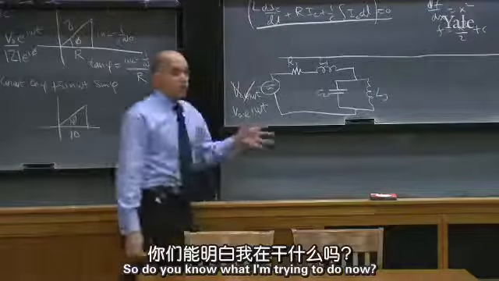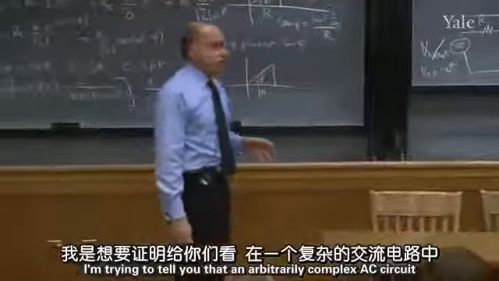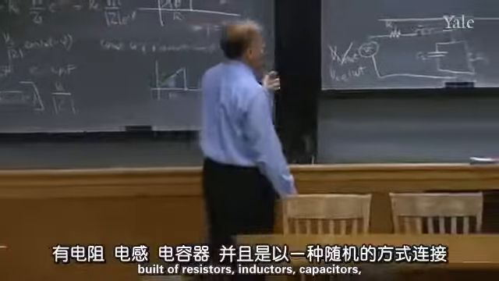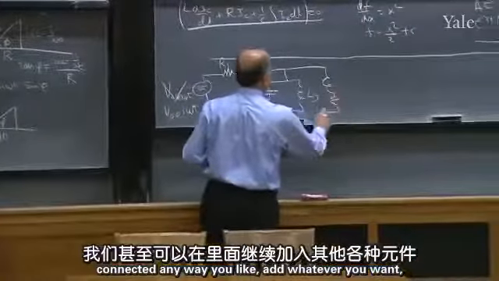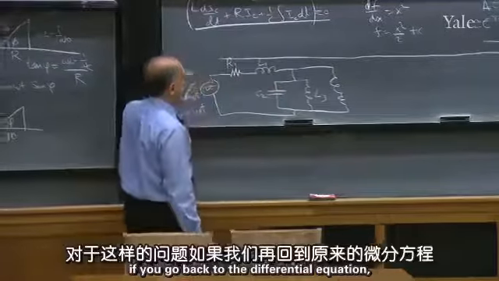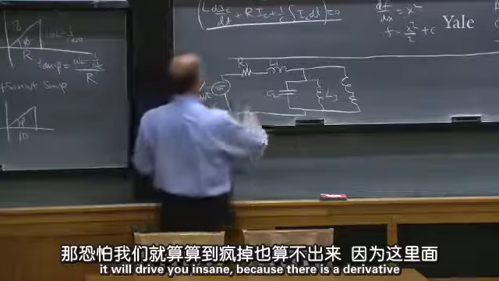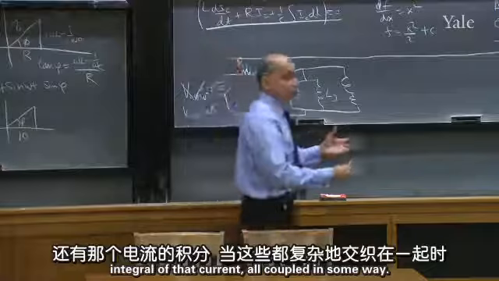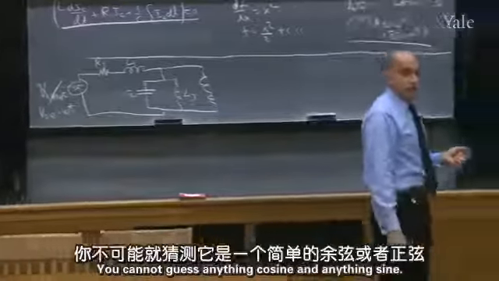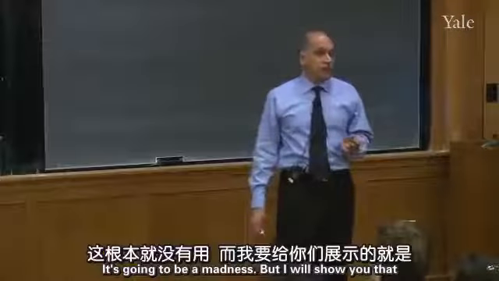So do you know what I'm trying to do now? I'm trying to tell you that an arbitrarily complex AC circuit built of resistors, inductors, capacitors, connected any way you like, add whatever you want. If you go back to the differential equation, it'll drive you insane because there is a derivative of this current, derivative of that current, integral of that current, all coupled in some way. How are you going to solve it? You cannot guess anything cosine and anything sine. It's going to be madness.